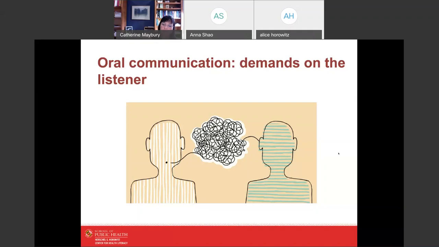Then they must remember what the message was and what they're supposed to do, like check a website or call a phone number. So if the message is long or the listener thinks the message is complicated, they may ignore it. On the other hand, if the message is succinct and they understand it, they may take action, such as looking up the program on a website. So the point is, oral communication places demands on the listener, and we want to create chronic disease messages so people are likely to hear our message and respond to it.